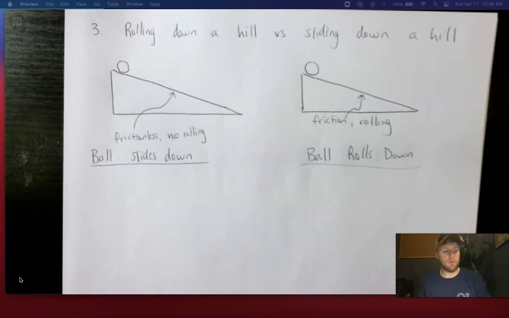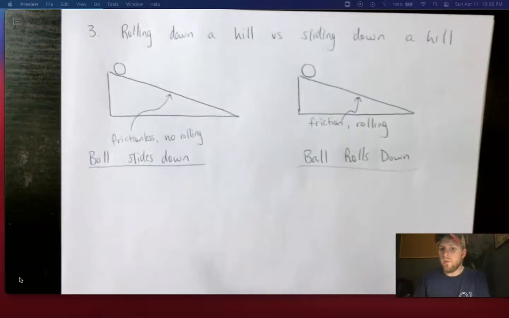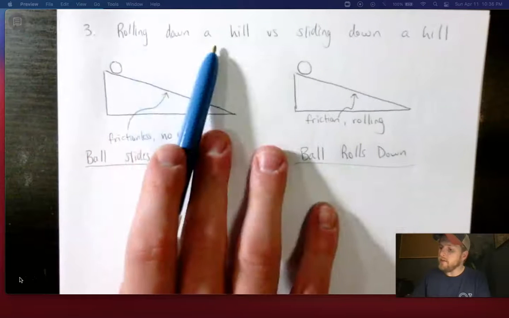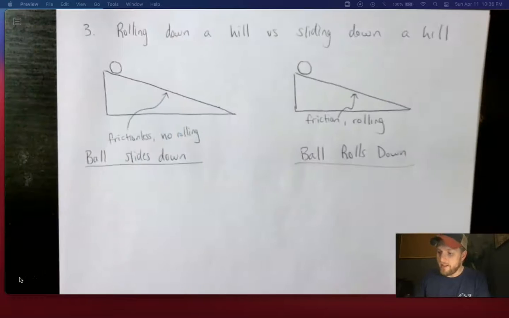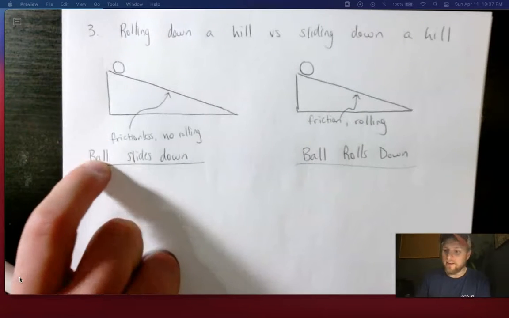So for this last one, we're going to change it up just a little bit and talk about how you can solve problems and compare two situations. One is a very familiar one, and then one is going to be new to us. So we're going to have a ball rolling down a hill versus a ball sliding down a hill. So I've actually reversed them here. This is going to be our ball sliding down the hill.